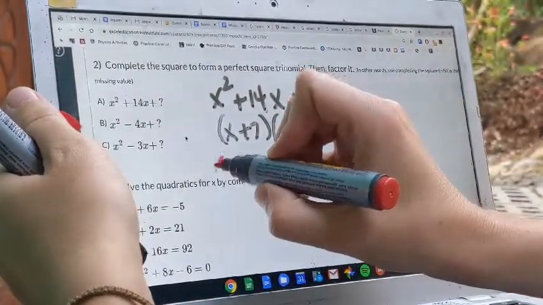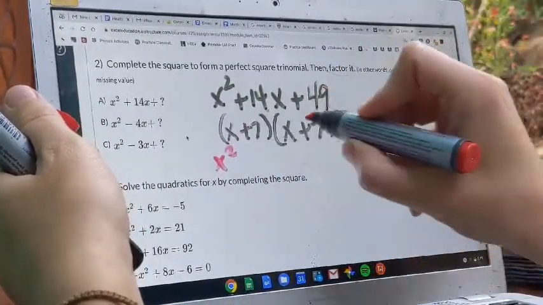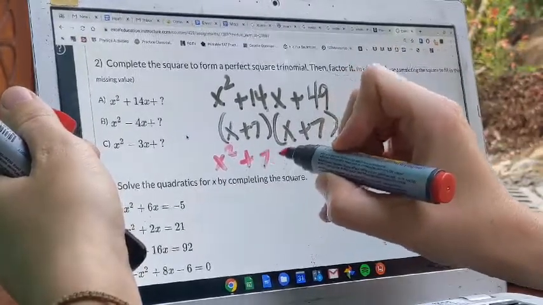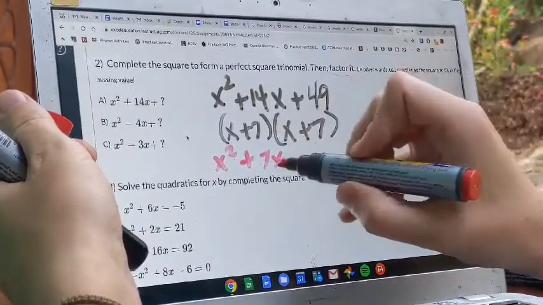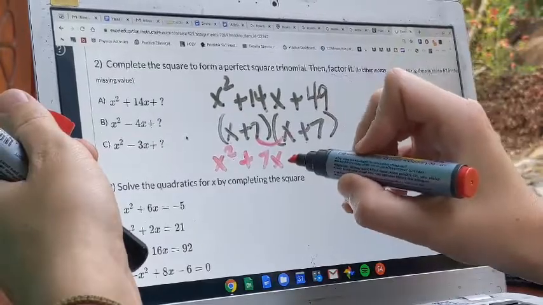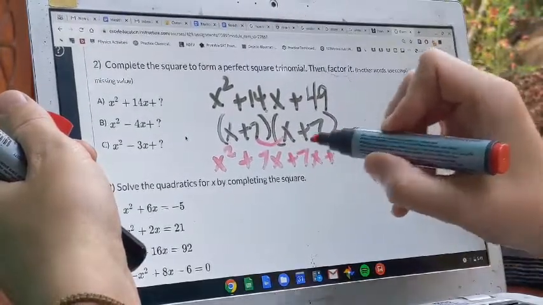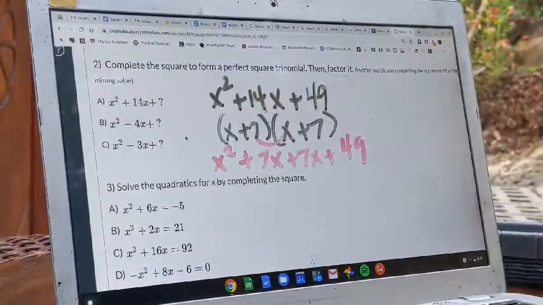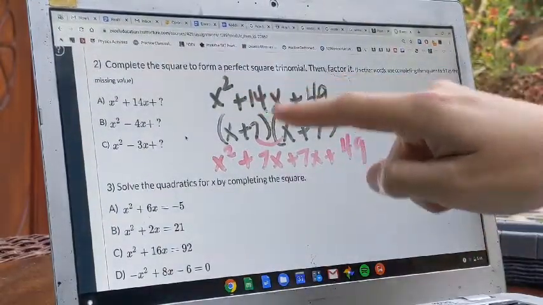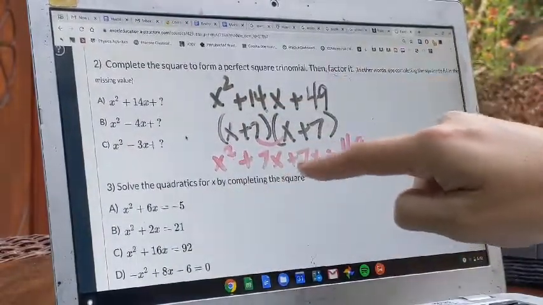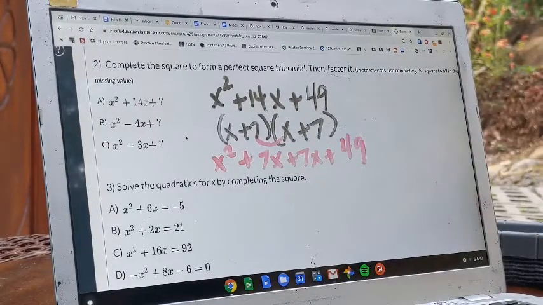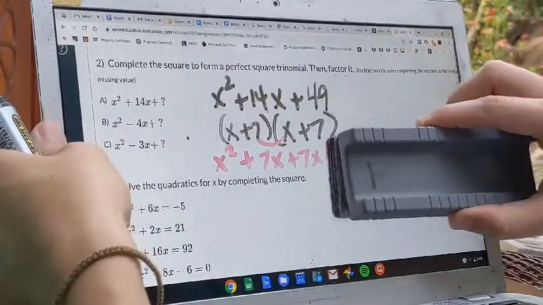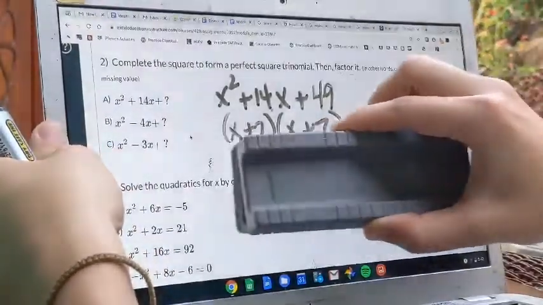X times x is what? X squared. And x times 7 is, here we go, the middle terms I was just talking about: 7x on the inside plus 7x. And finally the last, 7 times 7 is 49. You'll see that does give us the x squared term and the 14x term, and we added the 49 ourselves. So this just confirms that we are correct. I just wanted to show it nice and clearly.